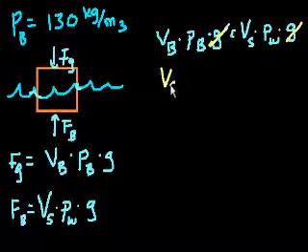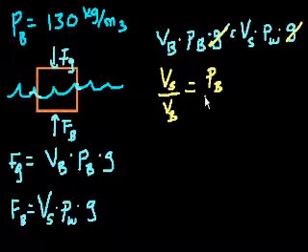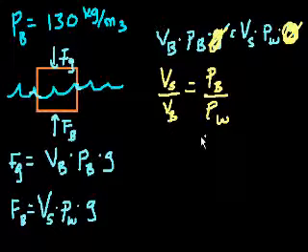You get the volume submerged divided by the volume of the balsa wood, right? I just divided both sides by VB and switched sides, is equal to the density of the balsa wood divided by the density of water. That makes sense? I just did a couple of quick algebraic operations, but hopefully, get rid of the G, and that should make sense to you. And now we're ready to solve our problem.